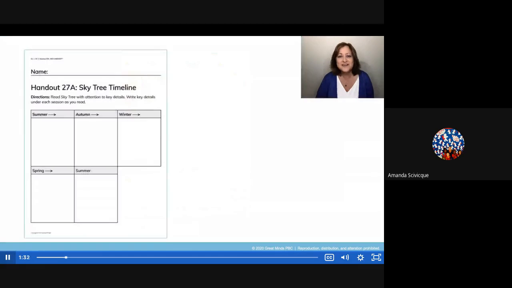As a reader, timelines are very helpful because they can help us organize our thinking. And today we'll be using this timeline to help us organize our thinking around Skytree. At this time, please grab handout 27A and your pencil. And then just hit play when you're ready to get started.